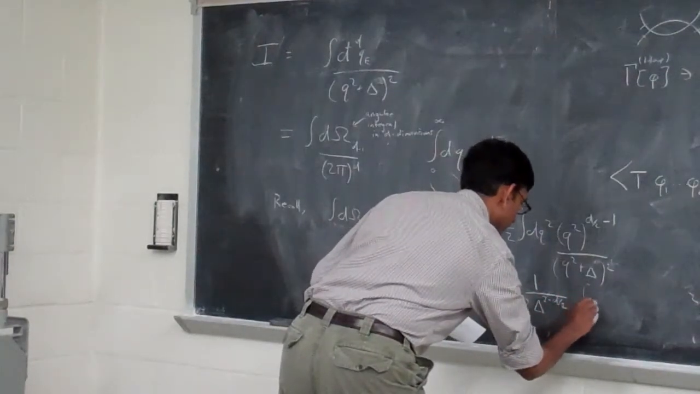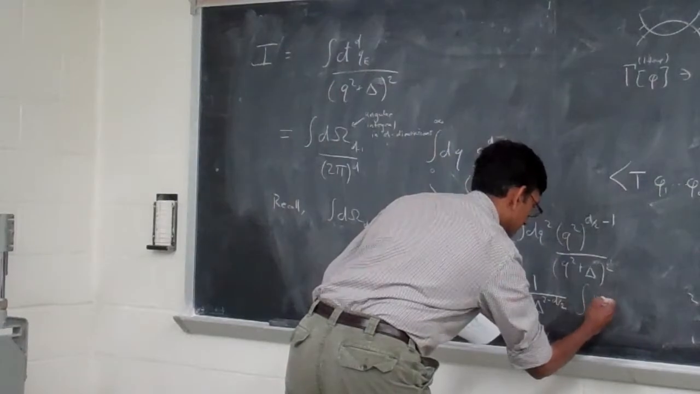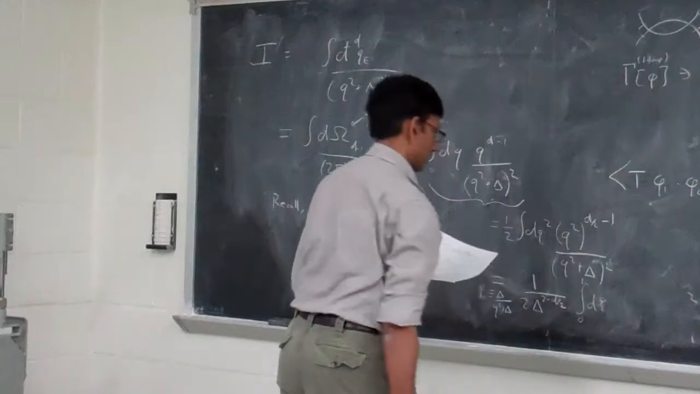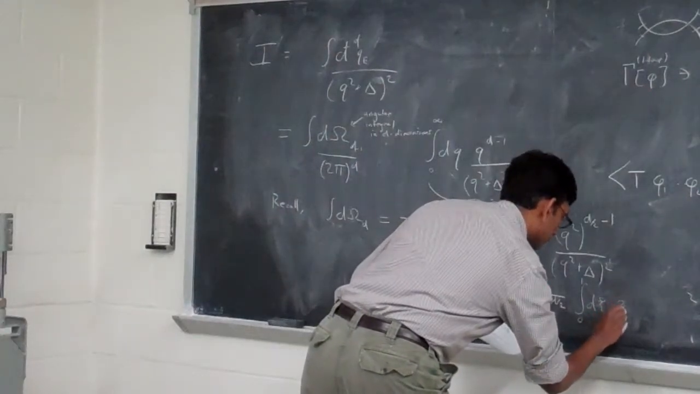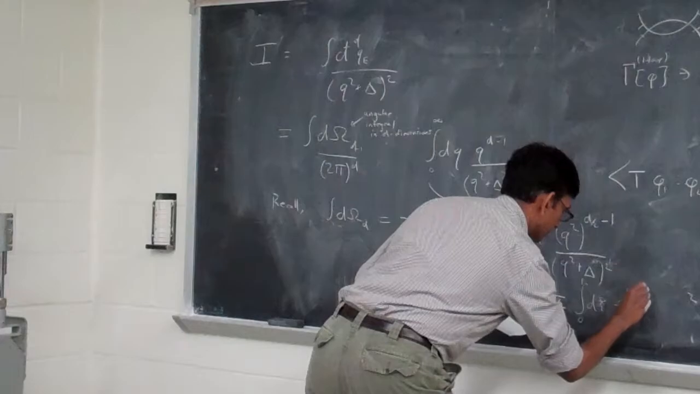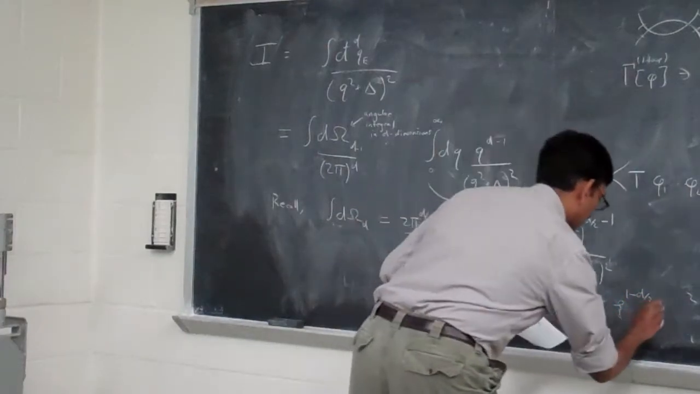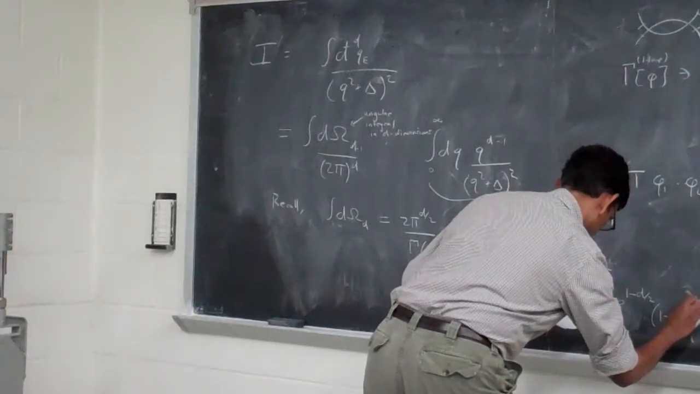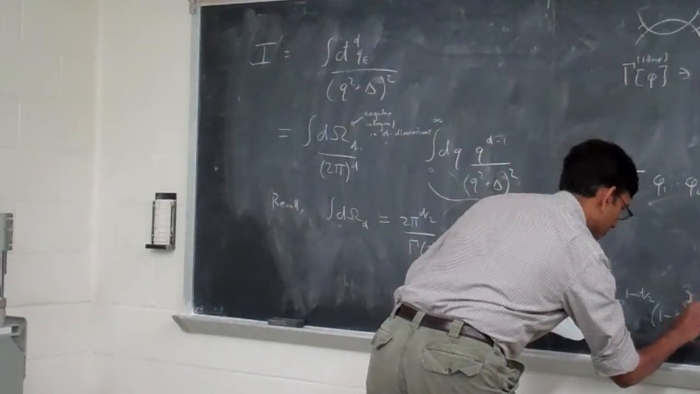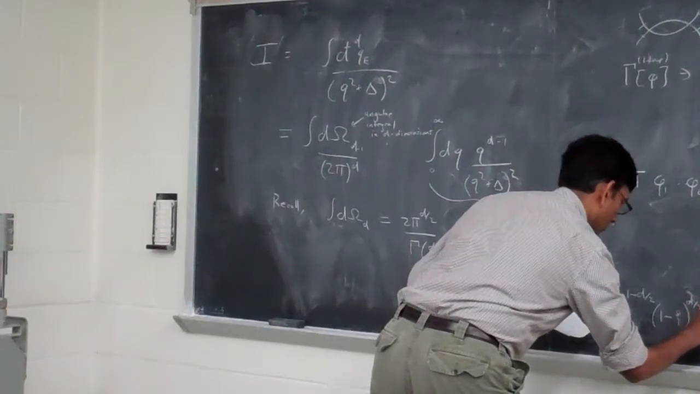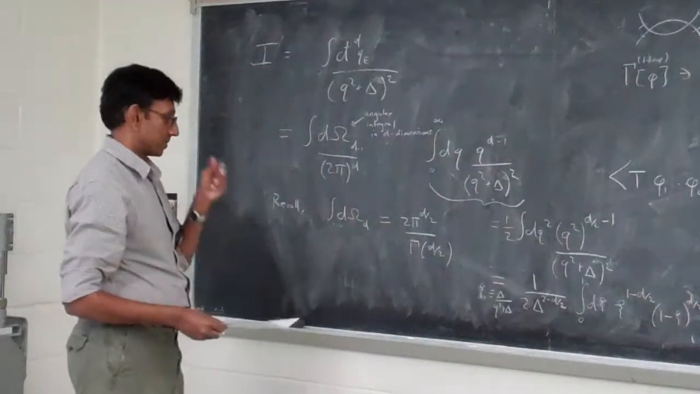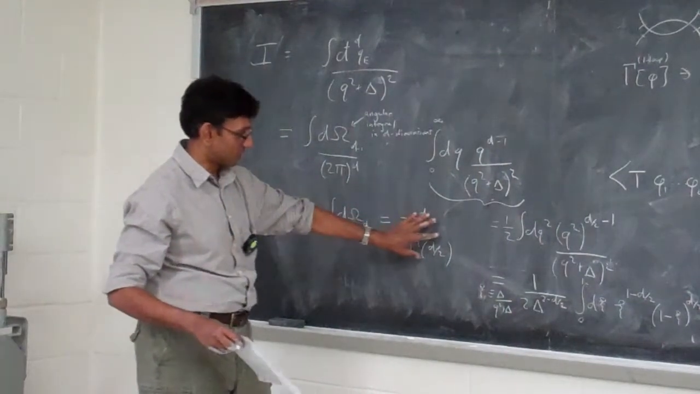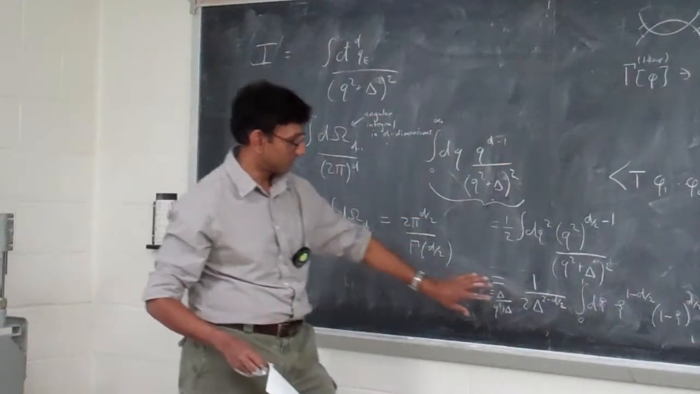And this integral, which is better known, is dc from 0 to 1, c to the 1 minus d over 2, and 1 minus c to the d over 2 minus 1. So our I is this integral times this integral.